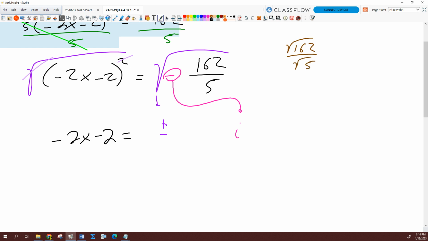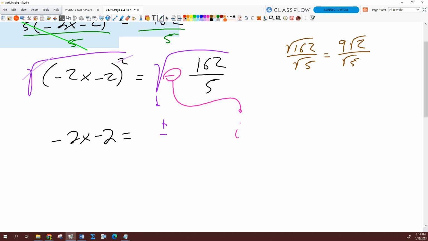We can split it into separate square roots. 5 is already simplified. Can I simplify the square root of 162? What would that be? 9 radical 2, right? Because half of 162 is 81, which is a perfect square. So 162 is 81 times 2, and I get a 9 when I square root that. Radical 2 over radical 5, but I haven't simplified the whole thing yet because there's no radicals in the denominator rule, right?